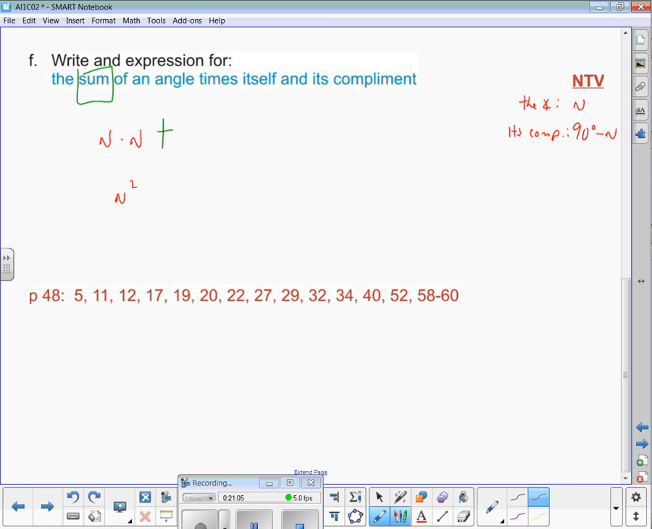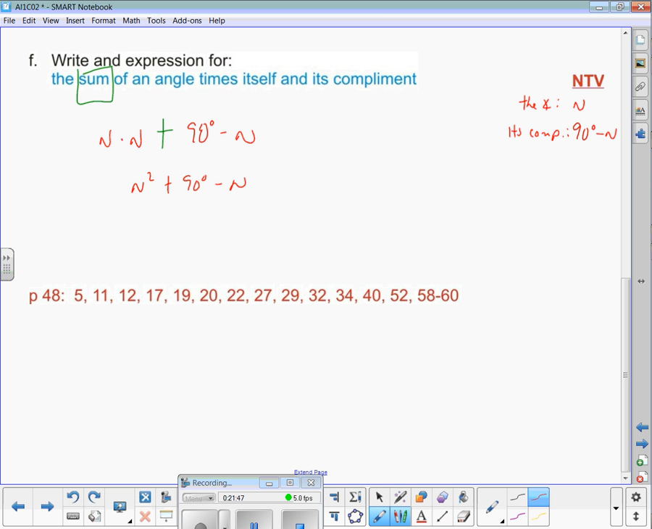Now, let me just, for a second, this is the mistake students make, and I don't want you guys to make it. So, n squared, let's suppose n was a 5. 5 squared is 25. Is 2 times 5 the same as 5 squared? And the answer is no, right? They're not the same, so be careful. Don't get squared mixed up with double. All right, so the sum of an angle times itself and its complement, we already named its complement, 90 minus n. And there you go. We just turned it into an algebraic expression. If you wanted to clean it up, you could say n squared plus 90 minus n, and away you go.